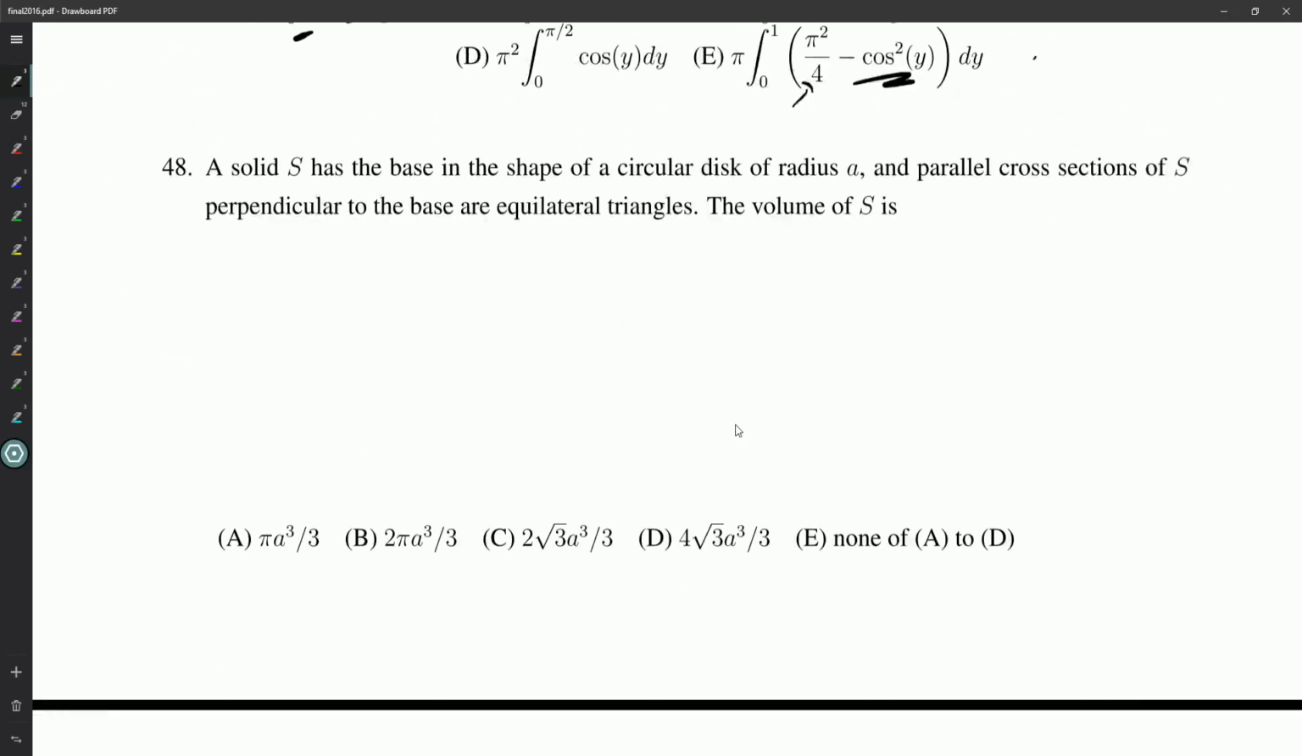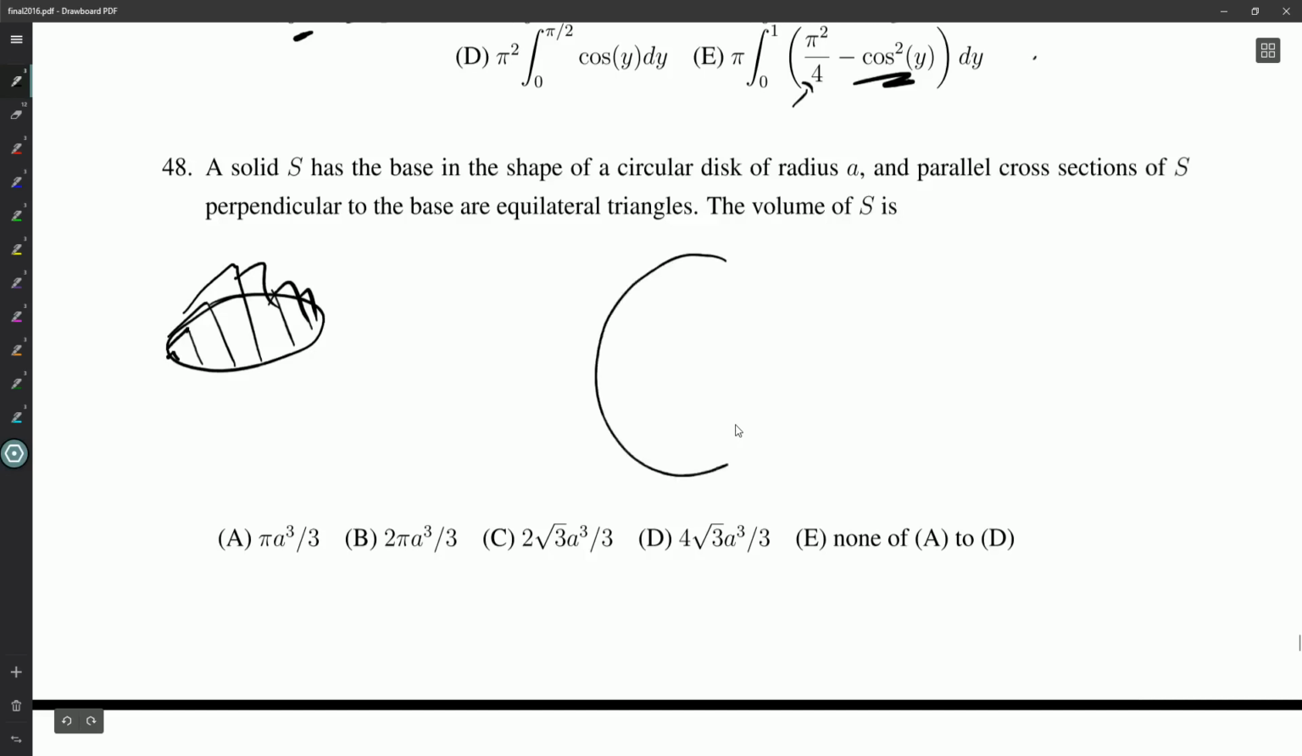Alright, 48. A solid S has a base in the shape of a circular disc of radius A, hurrah, and parallel cross-sections of S perpendicular to the base. Okay, so these will be the cross-sections that we need to find the area of, and these are going to be equilateral triangles. So we'll get a very small one here, and then they're going to get smaller as the circle sort of closes in on itself. So these are equilateral triangles, and they're sticking straight up off of my circle.